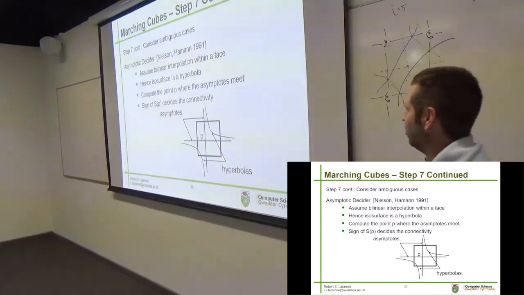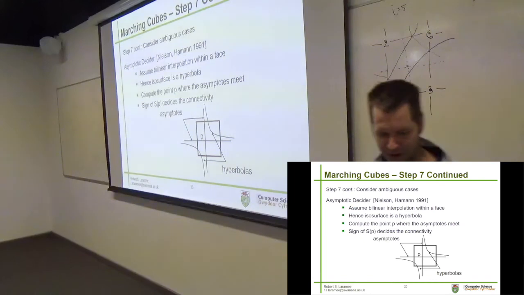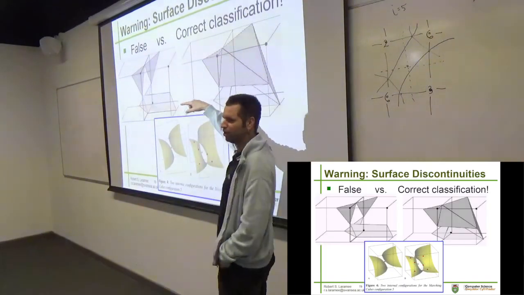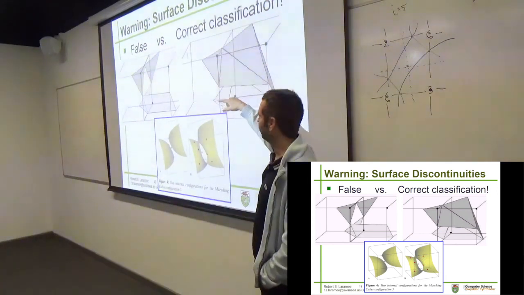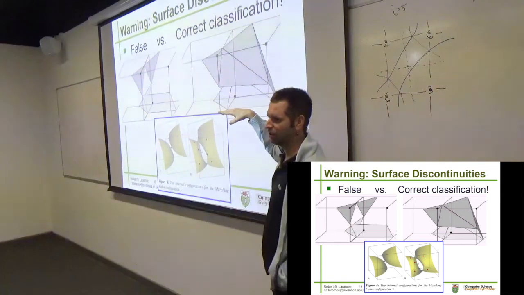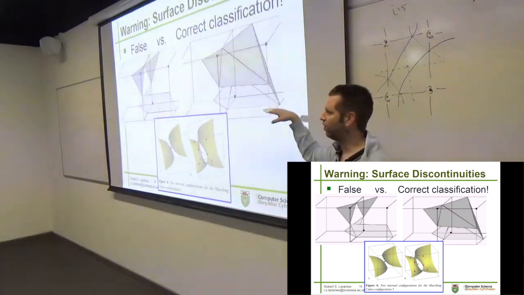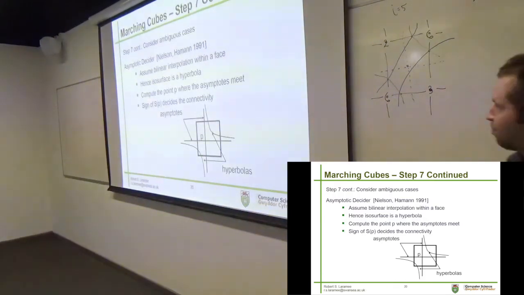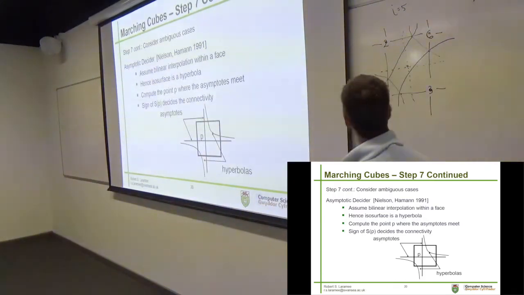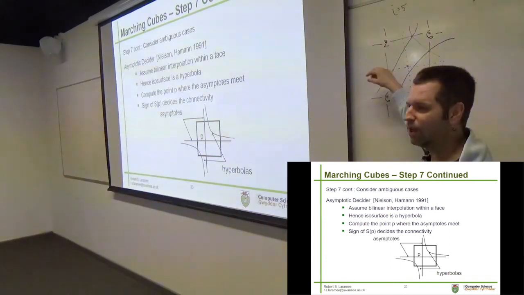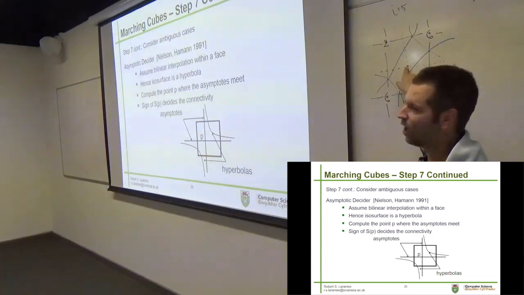So there are a few different ways to handle that. One, as this slide implies, is to look at your neighbors. You can look at your neighbors and find out whether you're going to form a continuous surface. Another option, like we mentioned before, is to just subdivide the cube and then interpolate the value at the middle to decide which case we are in.